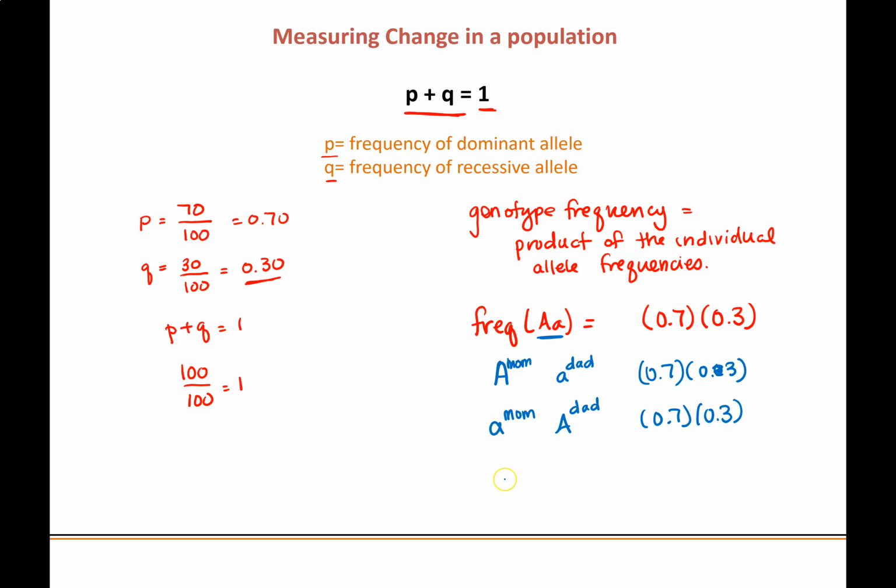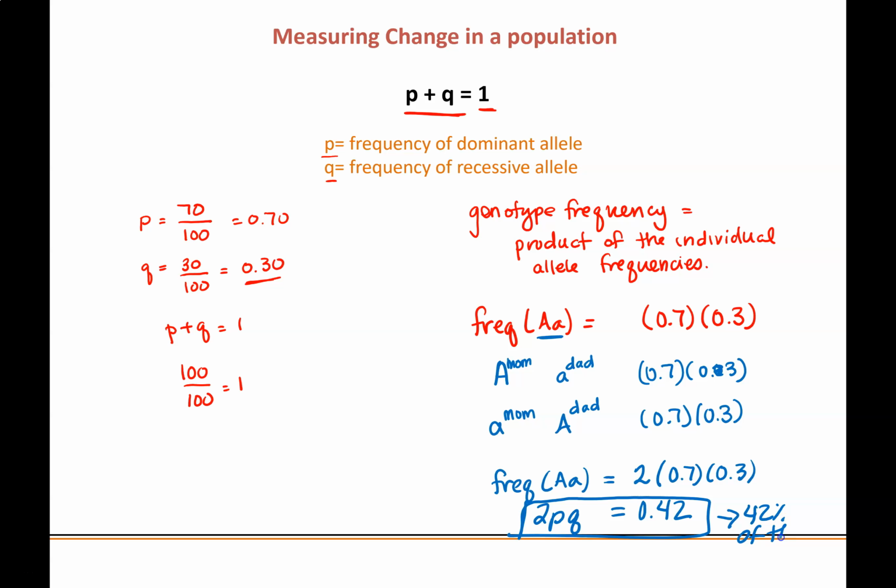So we actually have to say that the frequency of the heterozygous individual is equal to 2 times 0.7 times 0.3. So the frequency of heterozygotes is the same as 2 times P times Q. In this case, that is 0.42. So this means that 42% of the population is heterozygous.